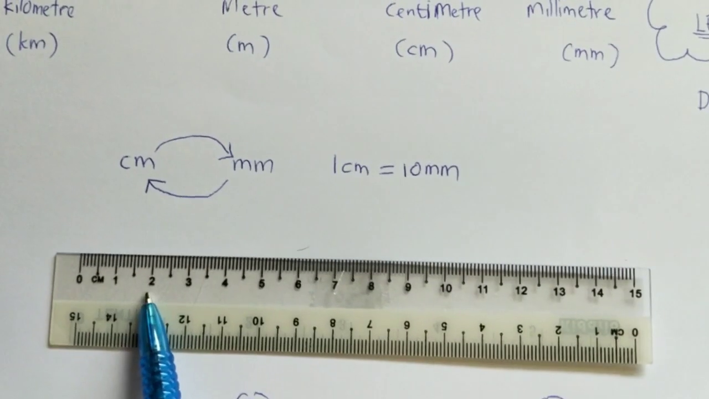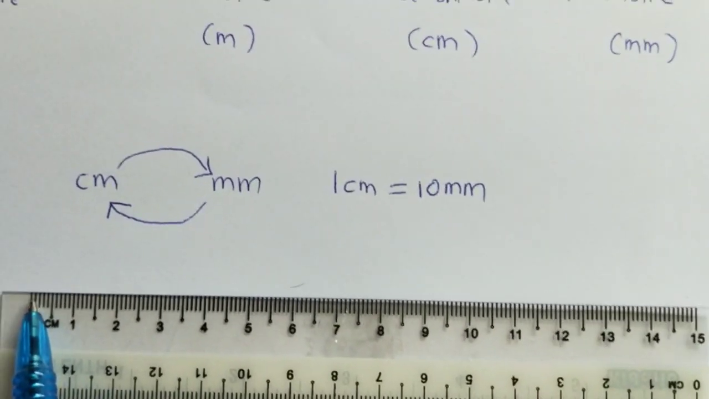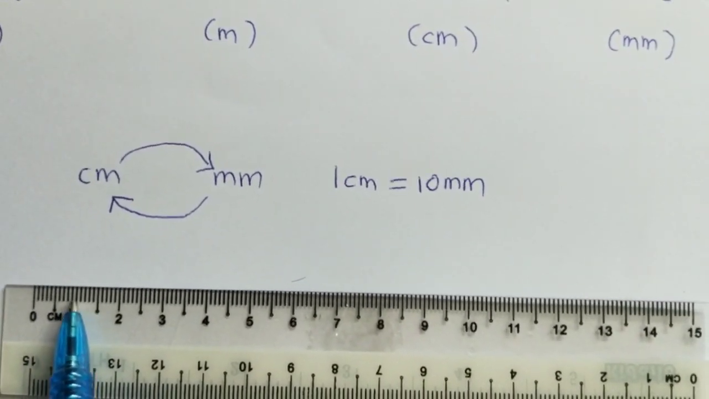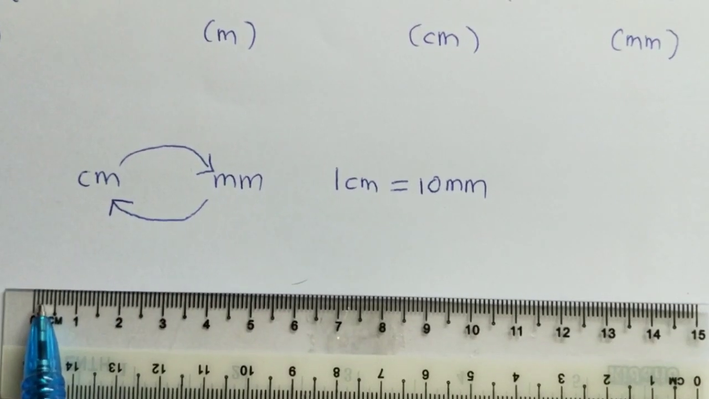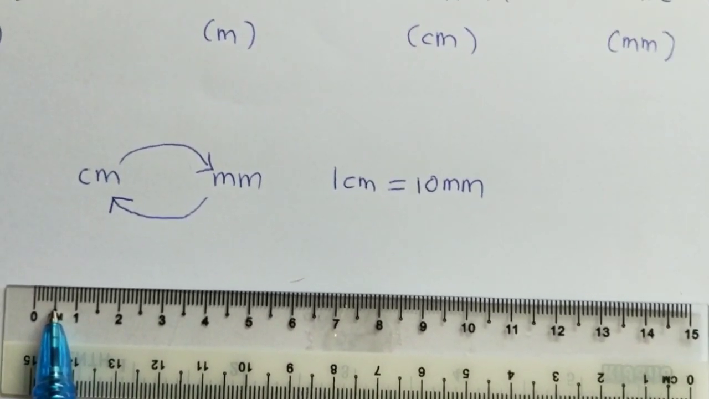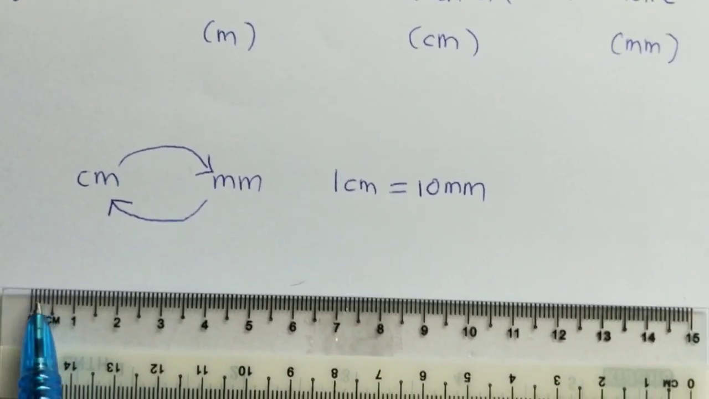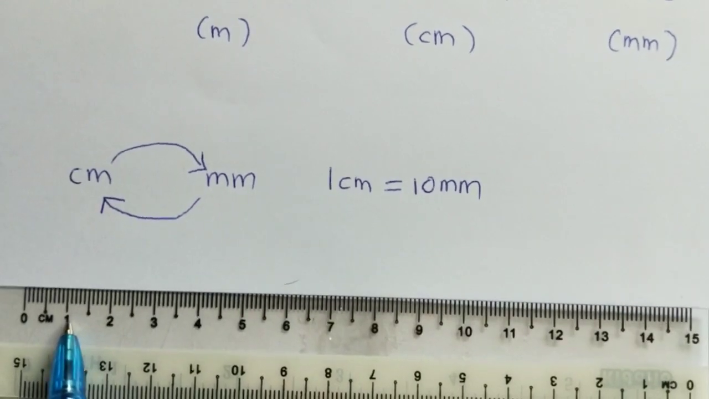From this ruler, you can see, here is the 1 centimeter, right? So this small one here is called the millimeter. This is 1 millimeter, 2 millimeter, 3 millimeter, 4 millimeter, and this one is 5 millimeter. Okay, so 10 millimeter make 1 centimeter.